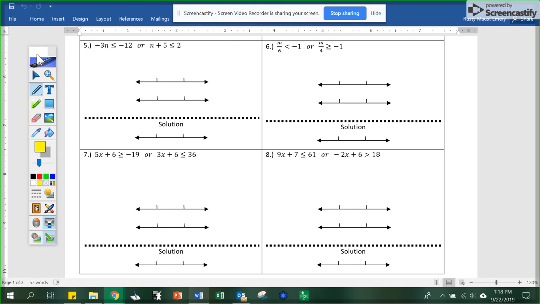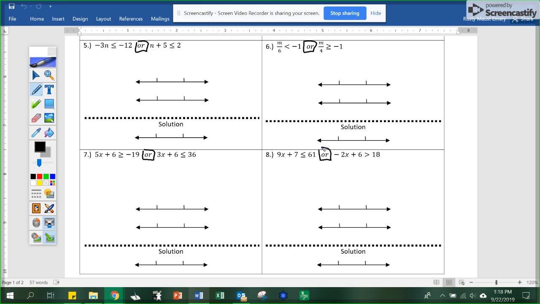Okay, so looking at number 5, 6, 7, and 8, you'll see there is another keyword, and that keyword is or. And again, last class period, you learned the difference between and or. For these final answers, we're going to need to include any part of the shaded region. So any part of the shaded graphs that we shade on the first two, we're going to include in our final answer. So we're going to solve these as usual, right?